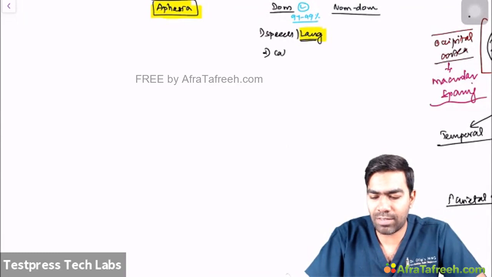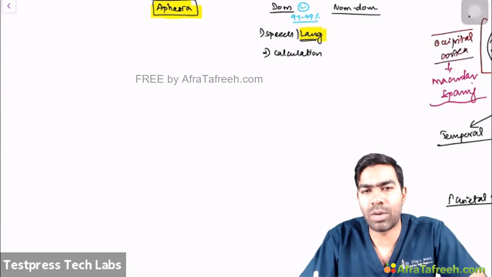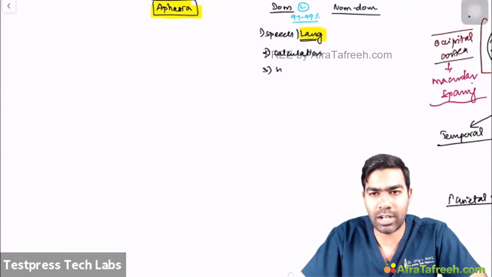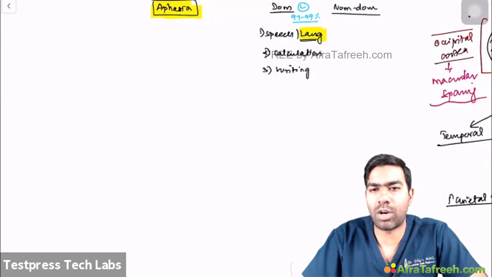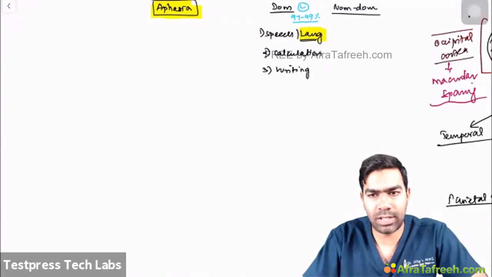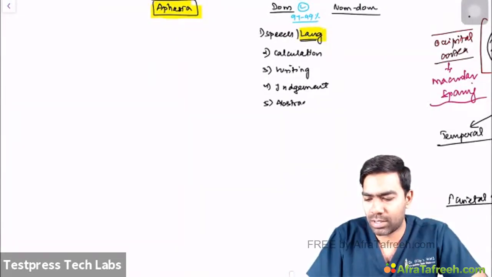Then apart from that, you have calculation, your arithmetic ability. Calculation is basically done by the dominant hemisphere for sure. There's no doubt about that. And apart from that, you have other things like writing. What I'm doing right now is also done by the dominant hemisphere, without a doubt. So what are the other things that are done by the dominant hemisphere? Any idea? Yeah, logic, which I would probably call judgment, and abstract thinking. Can anyone tell what you mean by abstract thinking?